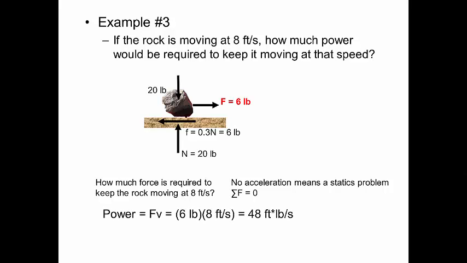If the force being applied is 6 pounds and the velocity is 8 feet per second, we can calculate the power required to keep it moving at 8 feet per second by multiplying 6 pounds by 8 feet per second to get 48 foot-pounds per second. If we want to convert this to horsepower, 1 horsepower is 550 foot-pounds per second. Our foot-pounds per second cancel, and we're left with 0.09 horsepower.